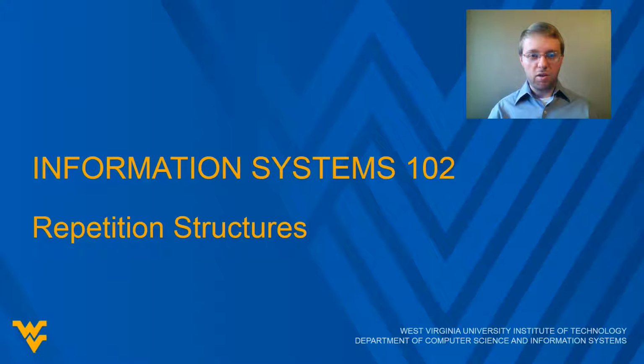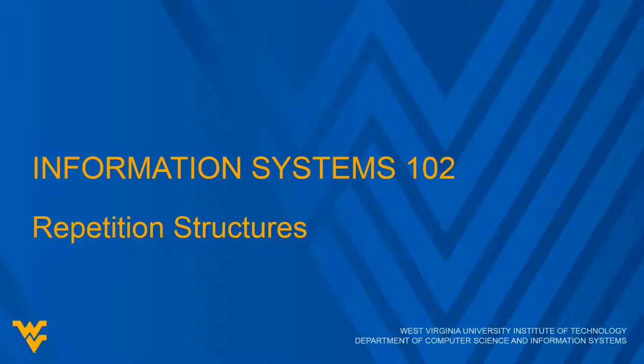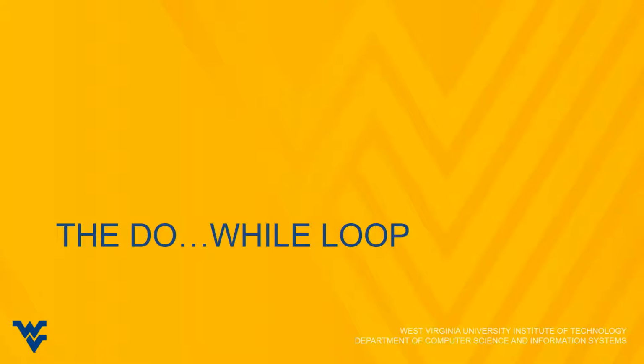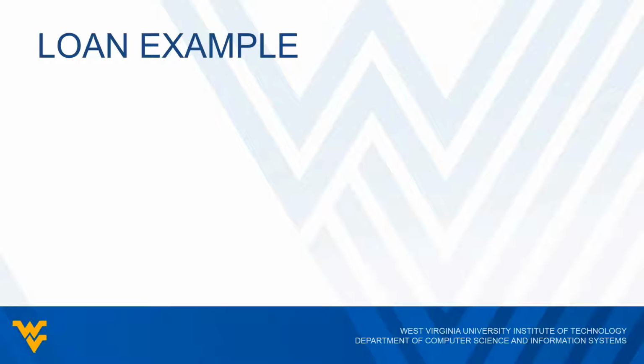In this lecture, we will discuss repetition structures in Visual Basic. The first repetition structure we will talk about is called the do-while loop. Let's start with an example of repaying a loan.